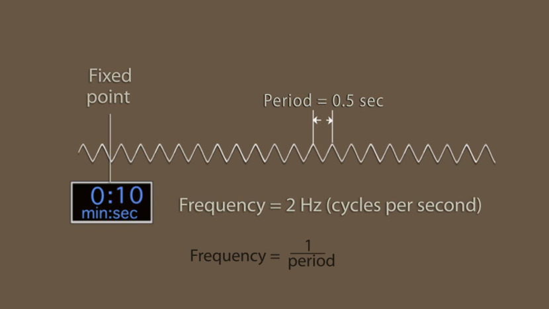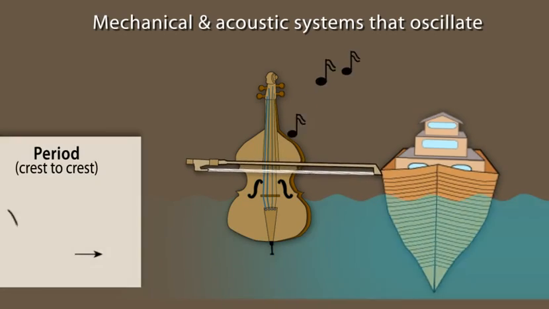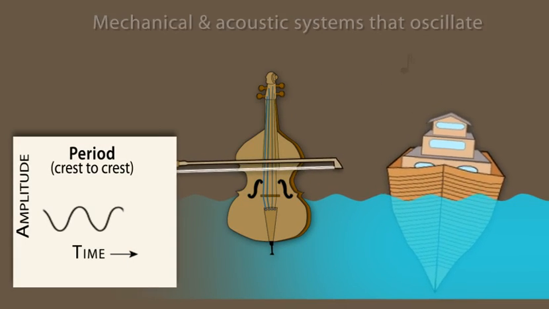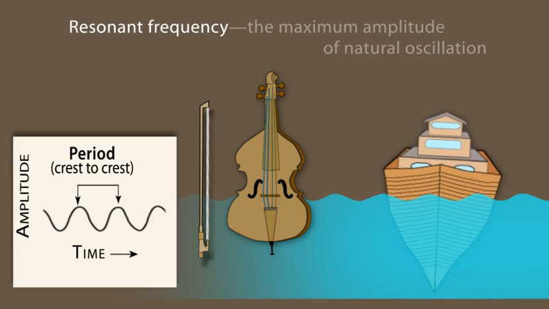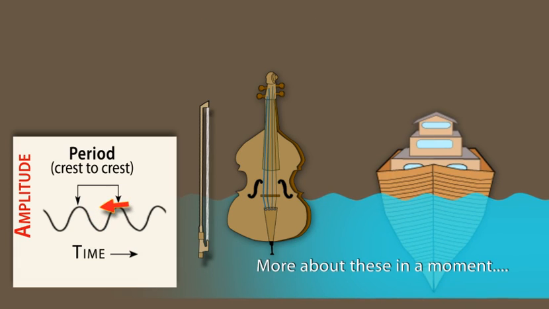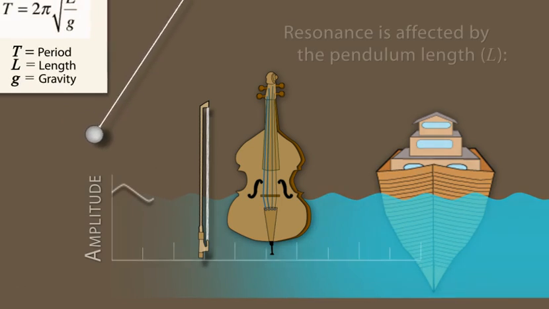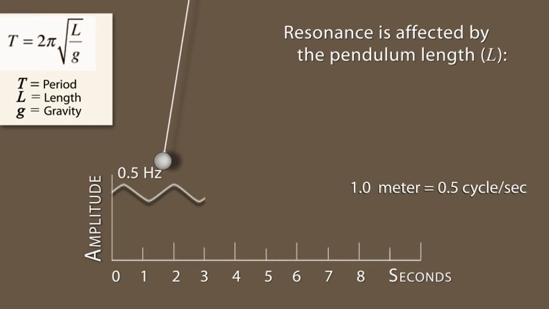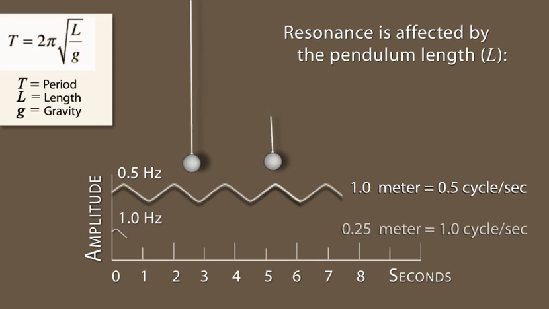Resonance is a tendency of a system to oscillate with greater amplitude at some frequencies than at others. The resonant frequency of any given system is the frequency at which the maximum amplitude oscillation occurs. For example, the resonant frequency of the 1 meter long pendulum is 1/2 of a hertz. If the string were 1/4 the length, it would vibrate at twice the frequency.